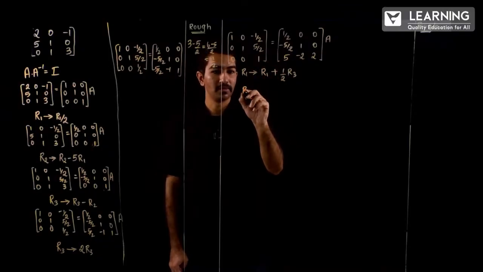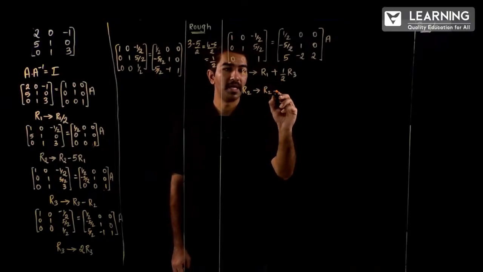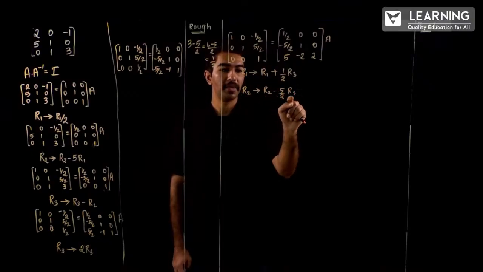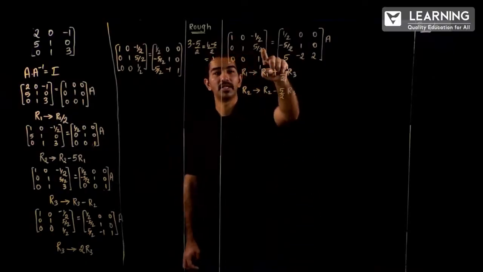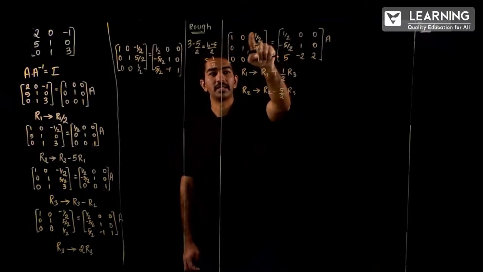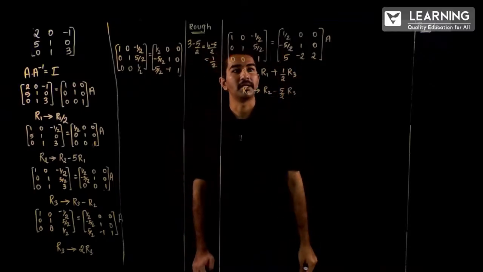That is R2. R2 equals R2 minus 5 by 2 of R3. Plus 5 by 2 minus 5 by 2 of what is R3? 1. Plus 5 by 2 minus 5 by 2 cancel. Even this will become 0. We'll be getting our identity matrix here. These operations must also be operated on the right hand side of the matrix.